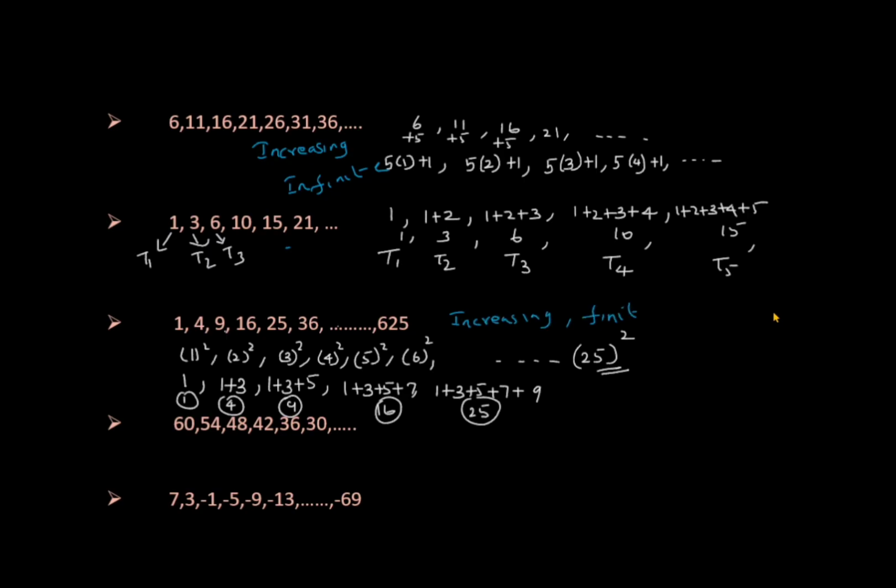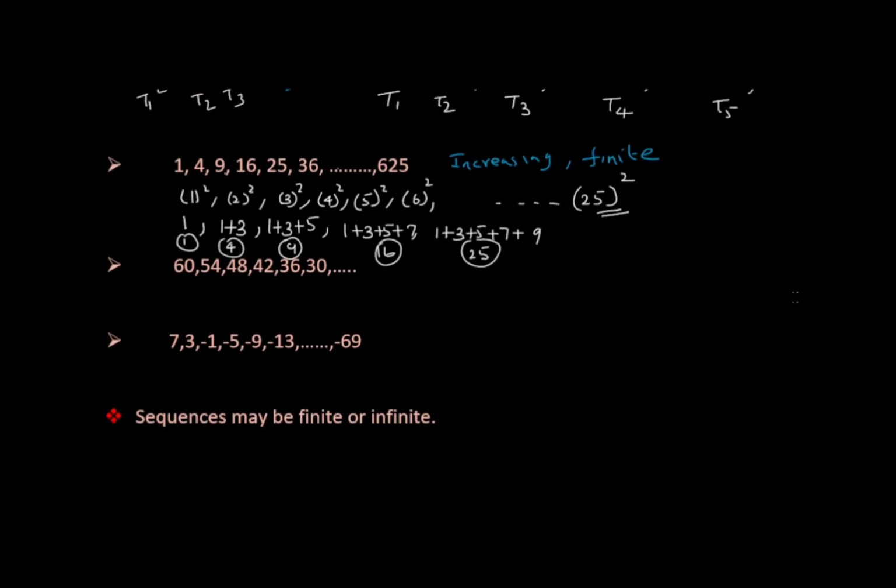Increasing finite sequence. Now 60, 54, 48, this one is decreasing sequence. The numbers are decreased here. This is decreasing infinite sequence. How the numbers are decreased? If we are subtracting 6 from 60, we are getting 54. That is 60 minus 6, we are getting 54. Then minus 6, we are getting 48. Minus 6, we are getting 42. Minus 6, we are getting 36. And minus 6, 30. Otherwise, this is 6 multiples in decreasing order.